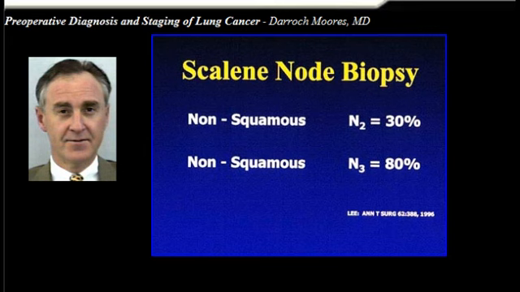This increases to 80% for patients who have N3 nodes. Therefore, patients who have non-squamous histology with known N2 disease who are being considered for surgical resection should undergo scalene lymph node biopsy, which can readily be carried out at mediastinoscopy.